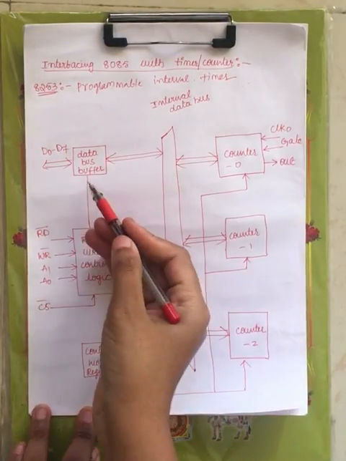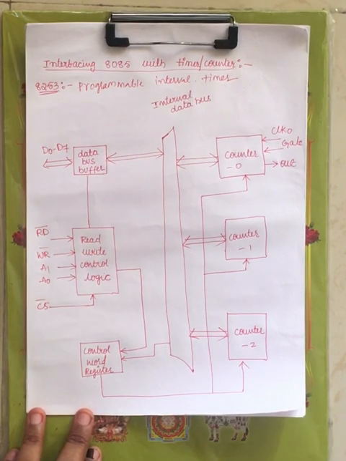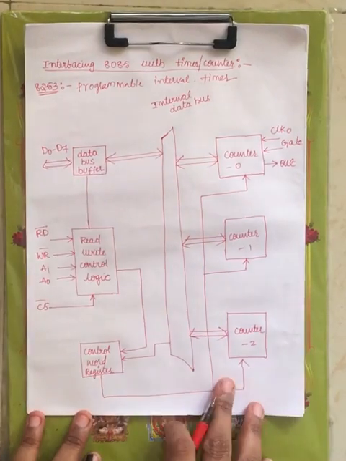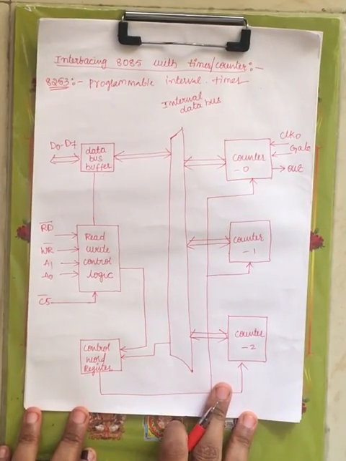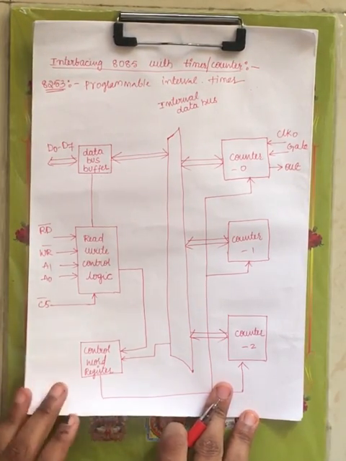Now here you have the 8-bit data bus buffer. D0 to D7 is the 8-bit data bus buffer. Now 8-bit data can be read or written to the microprocessor. This is used to transfer 8-bit data either for a read operation or for a write operation.